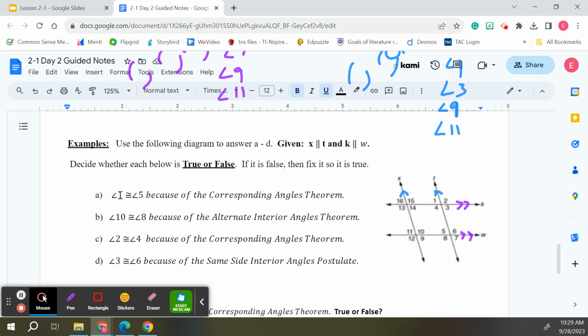So if we take a look at angle 1 and angle 5, they're saying angle 1 is congruent to angle 5 by corresponding angles. Well, let's take a look. Here's angle 1. Here's angle 5. So if we're looking at the parallel lines of K and W with T as the transversal, is that true? Would those two be congruent? And would they be corresponding? Yes, so this is true.